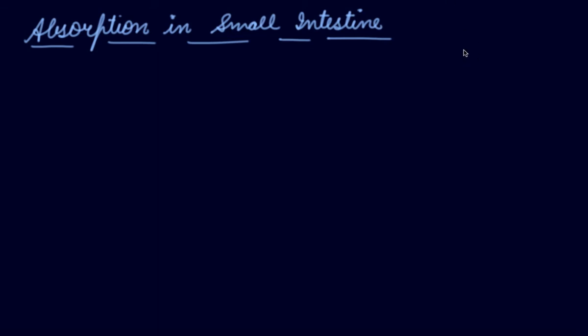Now let's suppose this is the wall of your small intestine. There are finger-like projections in this wall of the small intestine. These are known as villi.